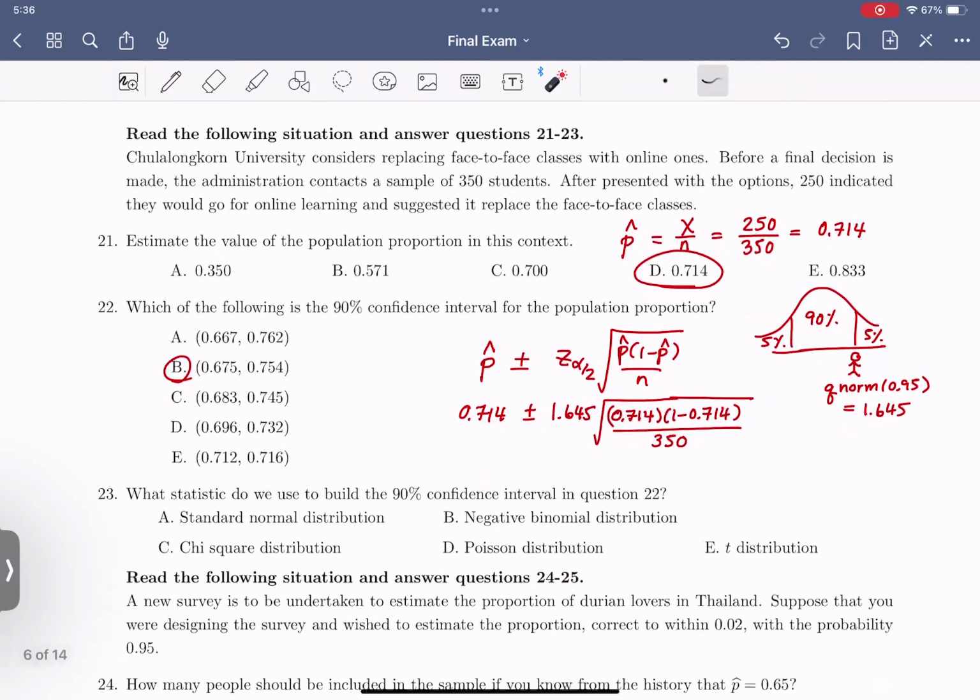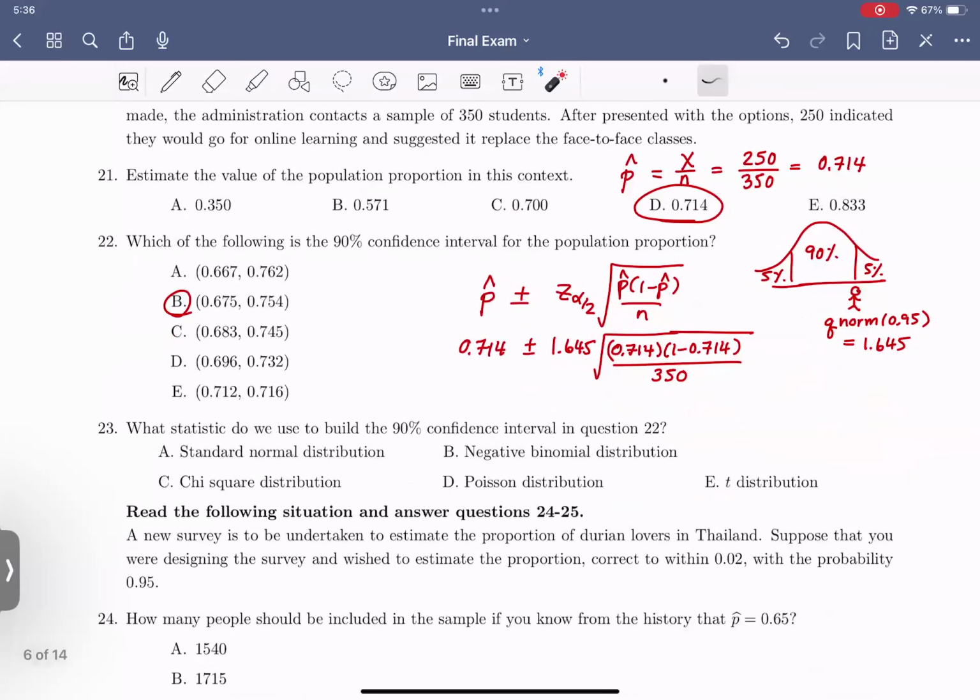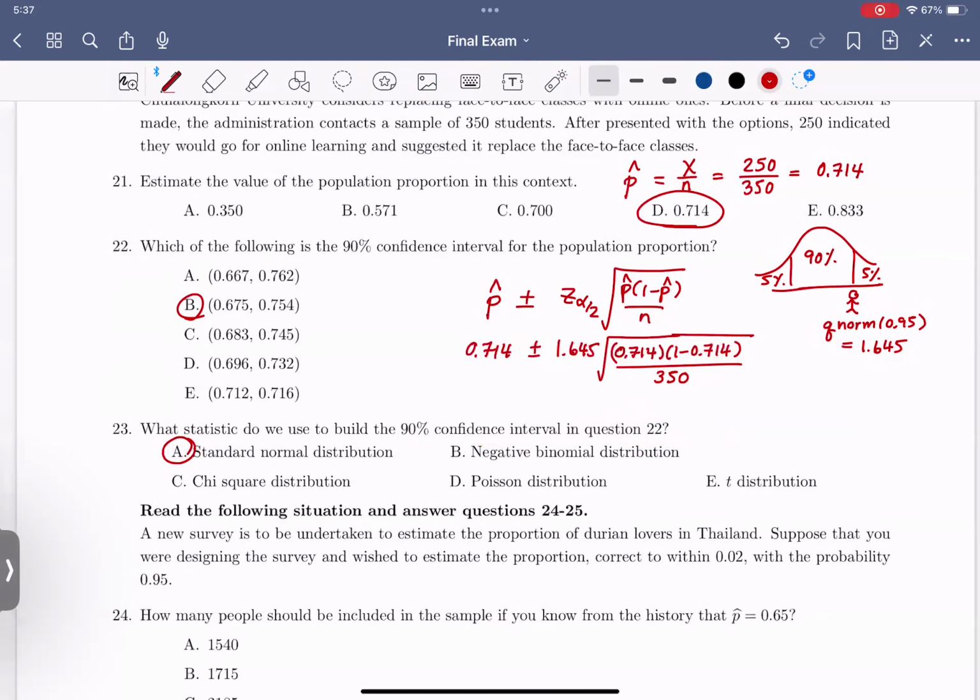All right. Next one, question 23. What statistic do we use to build a 90% confidence interval? Of course, it's gonna be the normal distribution, the standard normal distribution. All right, choice A.